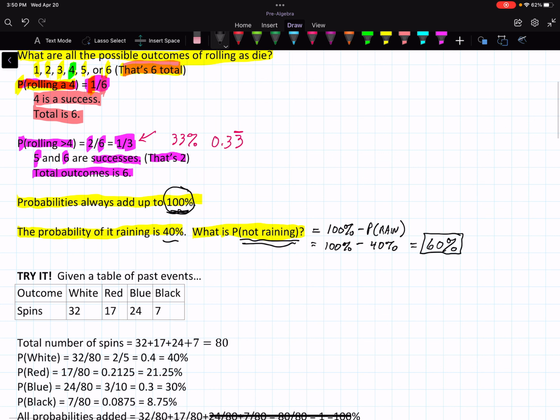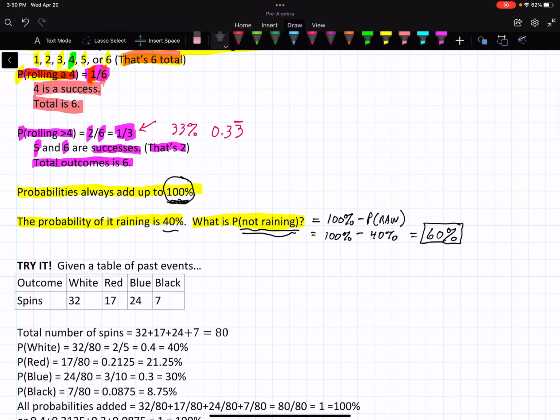All probabilities of a single event have to add up to 100%. So to calculate the other factor in two things, raining or not raining, take 100% minus the raining factor, and that gives you the not raining factor.